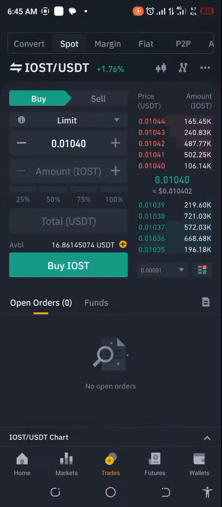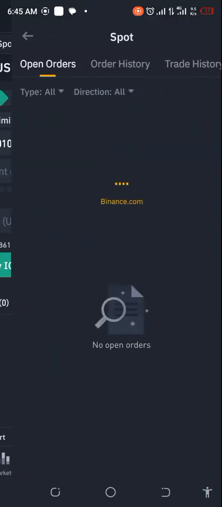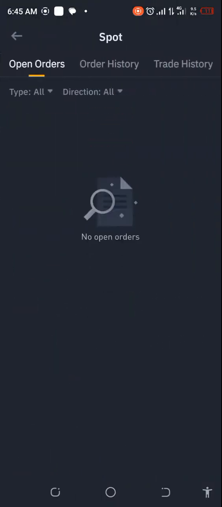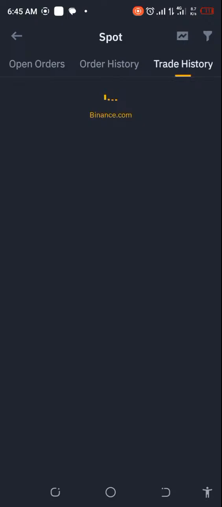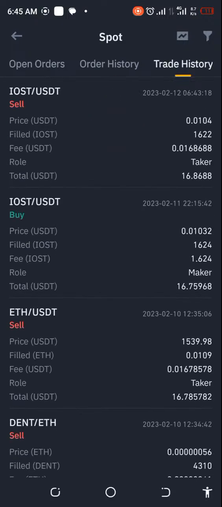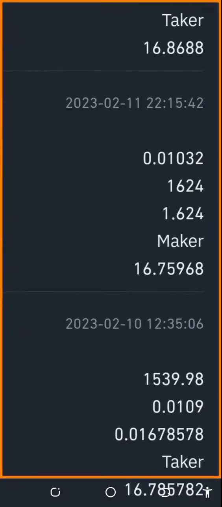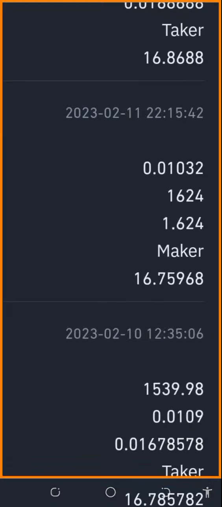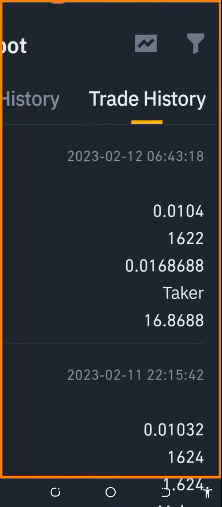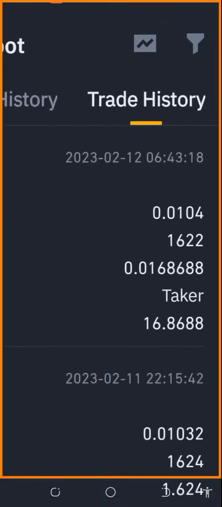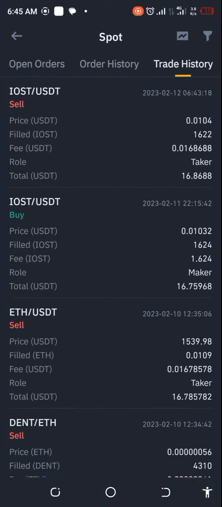Let's see how much that is. Looking at the order book one more time so that you understand the concept of the boomerang strategy. We bought it at what price? We bought it at 0.01032, can you see that? And we sold it at 0.0104. So that's the concept. Get this right.